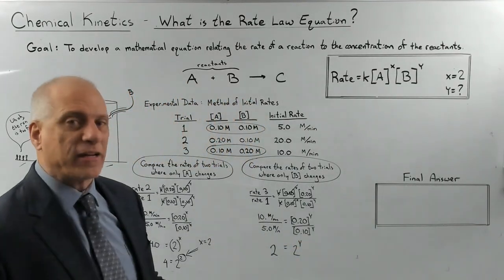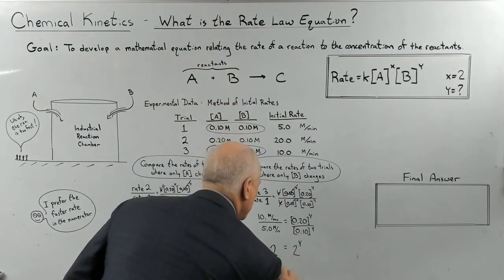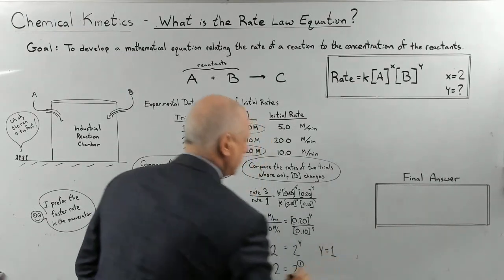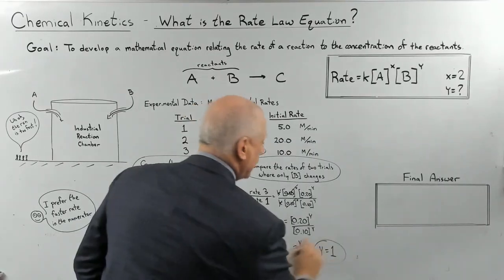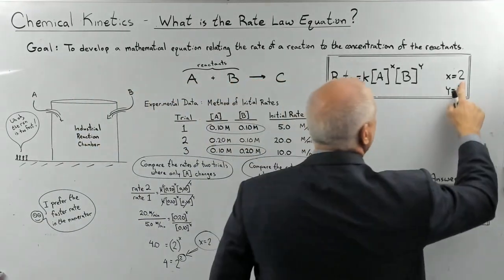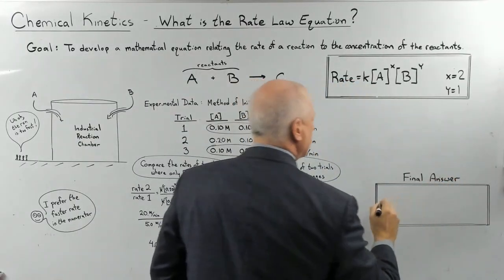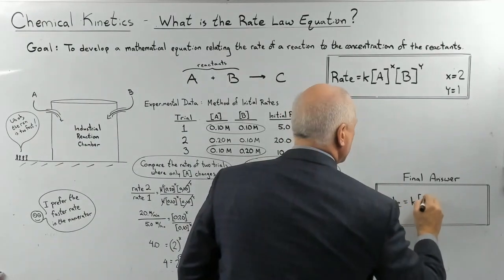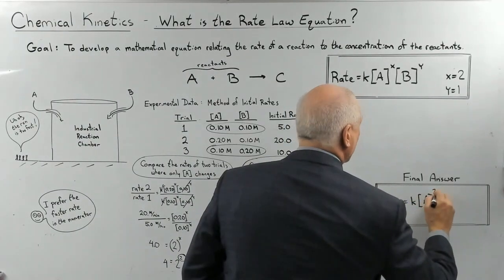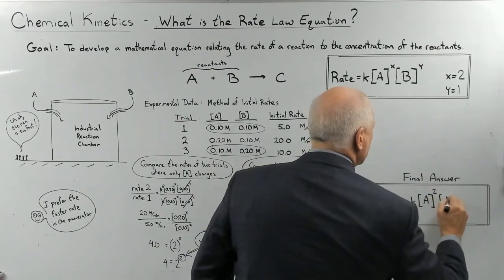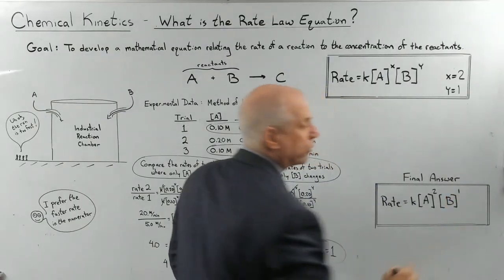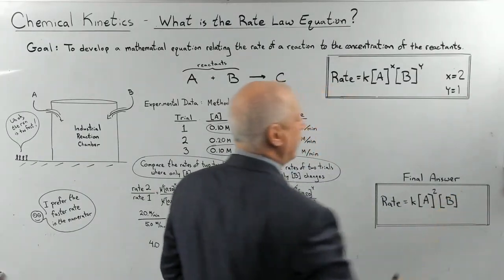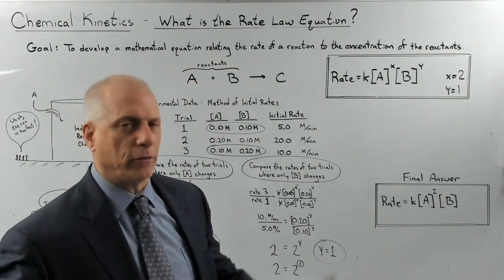And so now what is that exponent? In this case, 2 is equal to 2 to the first power. So y is equal to 1. So we have x equals 2, y equals 1. And so now our final answer is rate is equal to K times the concentration of reactant A to the second power, times the concentration of reactant B to the first power. But it's understood that we don't need to put that 1 over there. I'll go ahead and erase that, because you'll see it written without that, but that's first order.